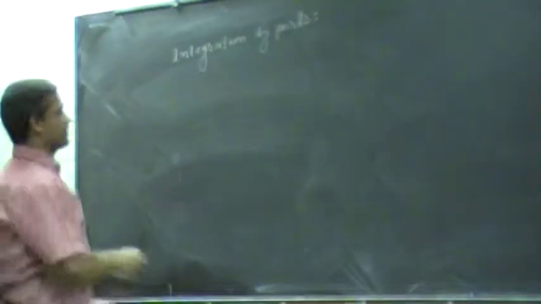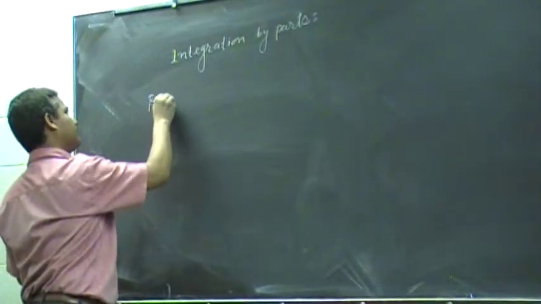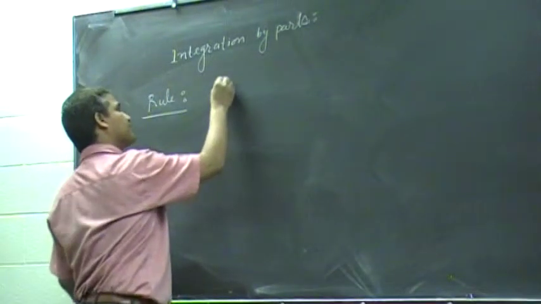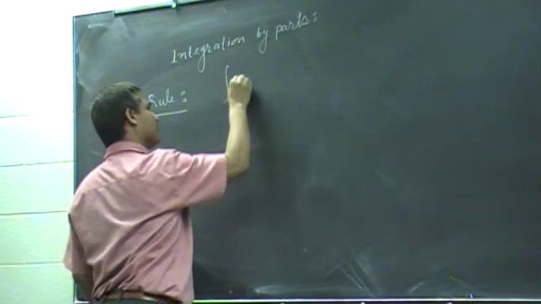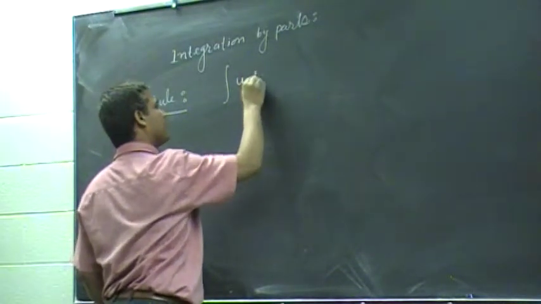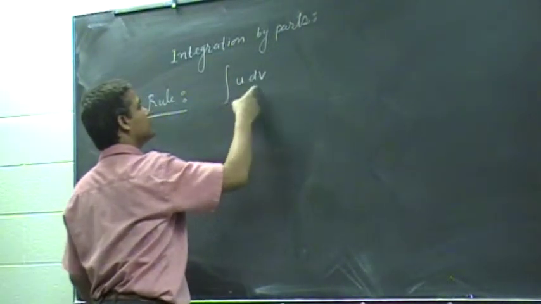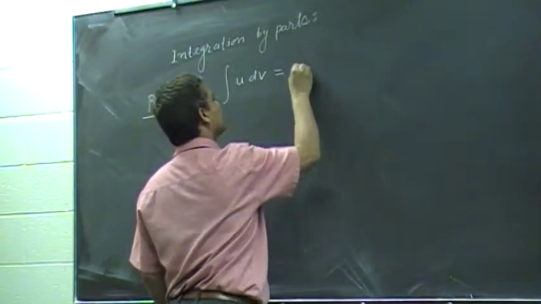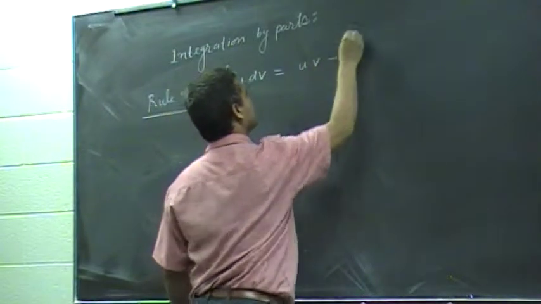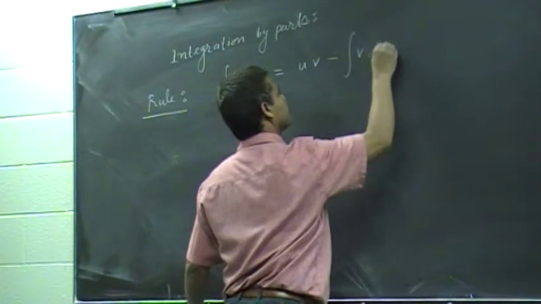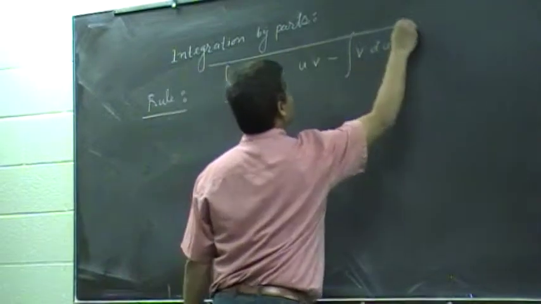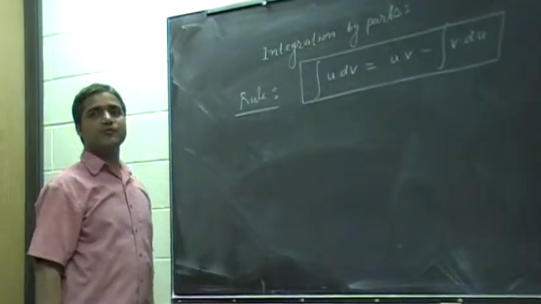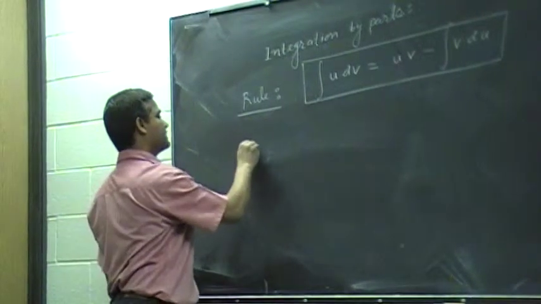For this we need to remember a rule. Let me write the rule. The rule says the integral of u times dv equals u times v minus the integral of v du. This is the rule. Okay, let me provide you the proof of the rule first.